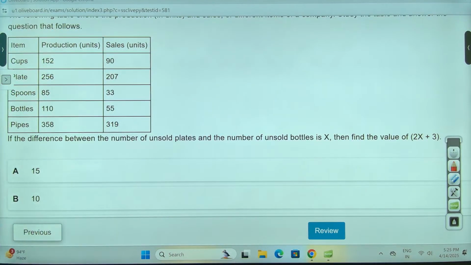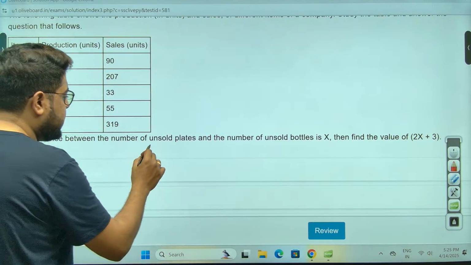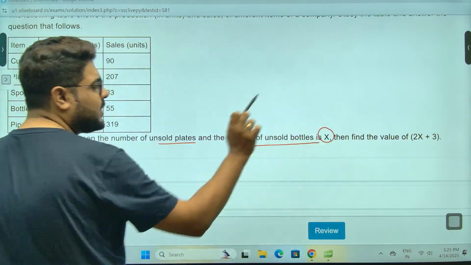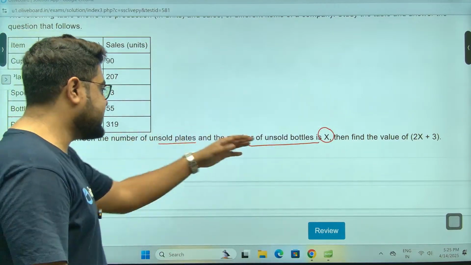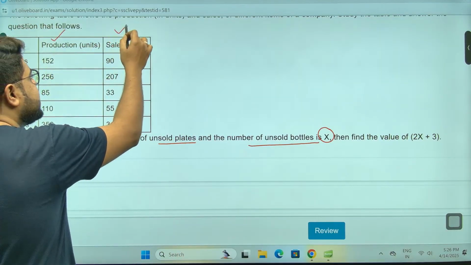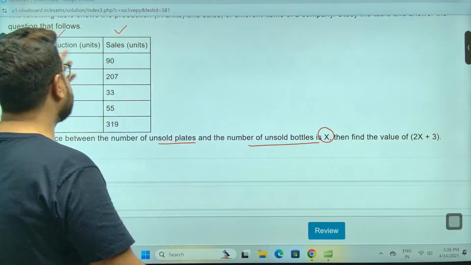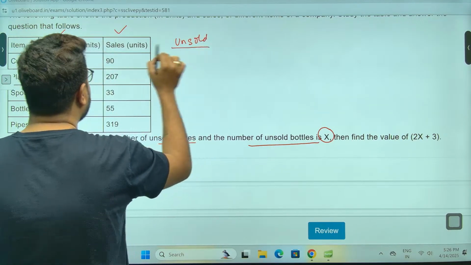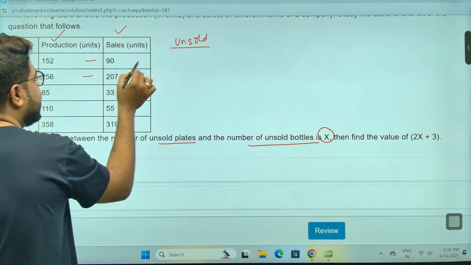Production, sales. The difference between the number of unsold plates and the number of unsold bottles is X. I need to figure out this X. Production means how many were made. Sales means how many were sold. So if I do this minus this, it will give me unsold.